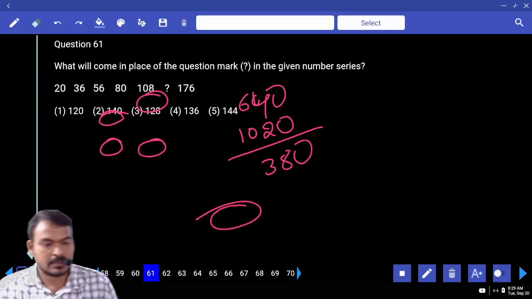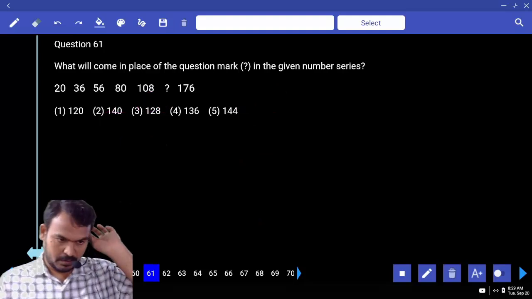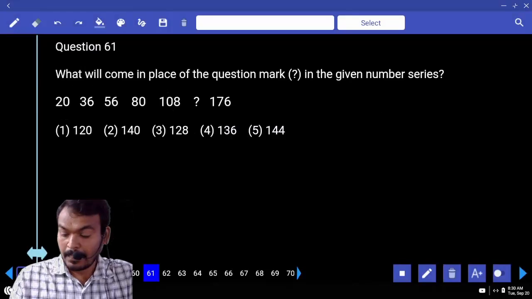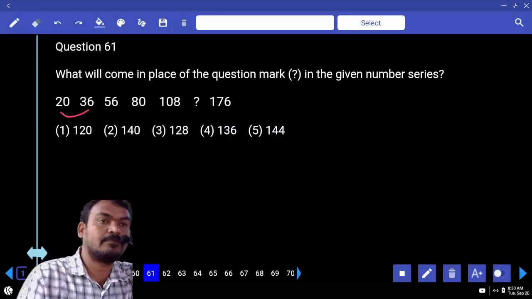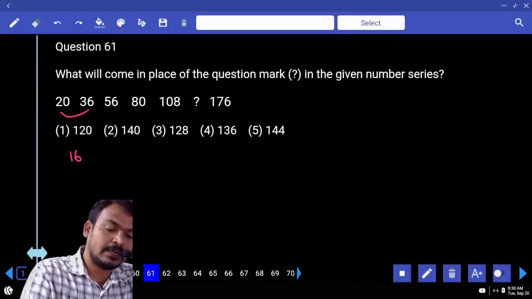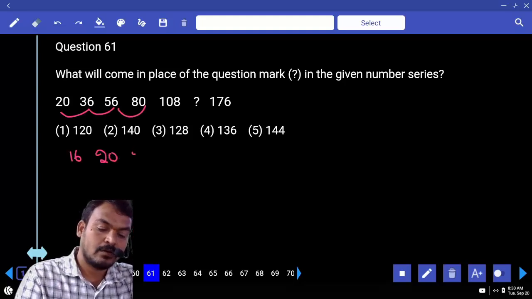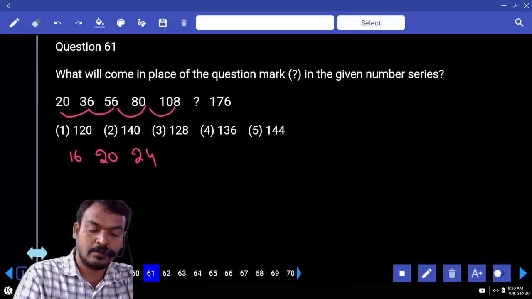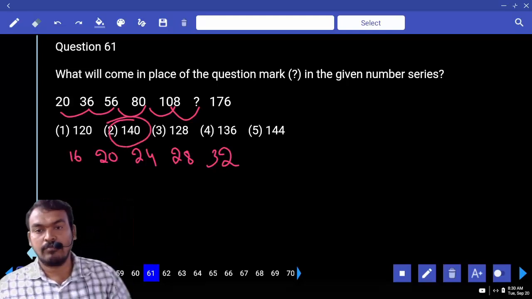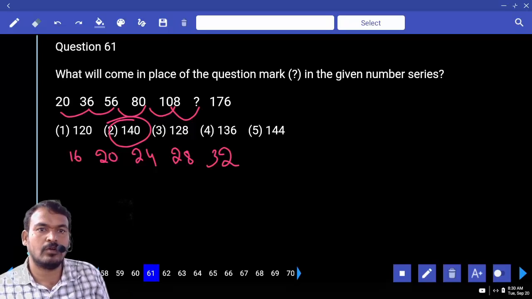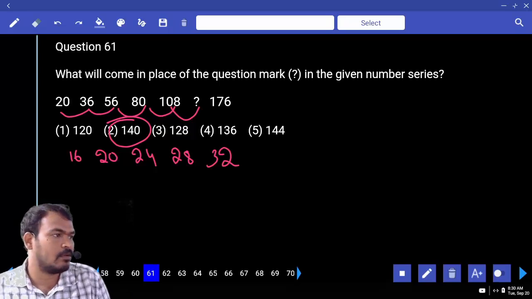Next question number 61. Number series 20 and 36. What is the difference? 16. 36 and 56, 20. 56 and 80, 24. Next one 28. Obviously next one 32. What is the answer? 140. 16, 24 difference. 20, 24 also 4 difference. Common difference is 4 or not?